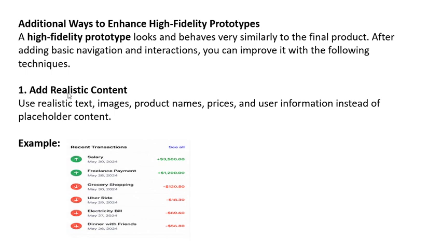First, add realistic content. Use realistic text, images, product names, prices, and user information instead of placeholder content. For example, in recent transactions, the categories are sales and purchases, and the times are shown. Purchases and sales are shown in green and red colors: green to credit the amount and red to debit the amount.